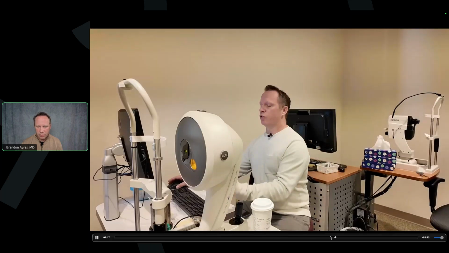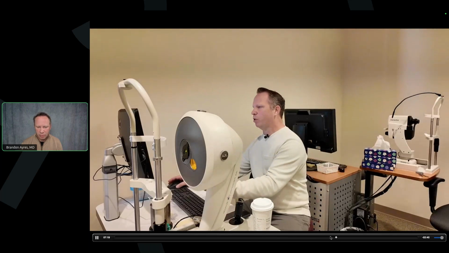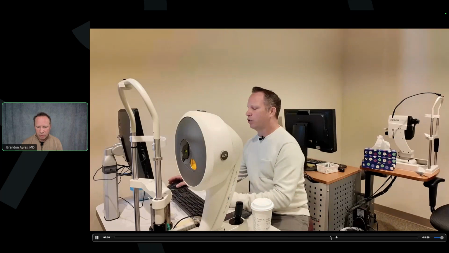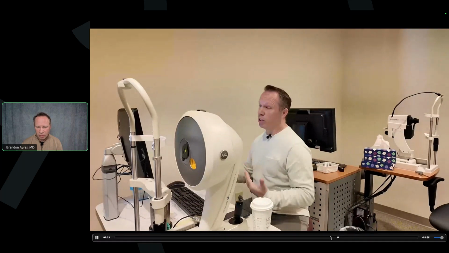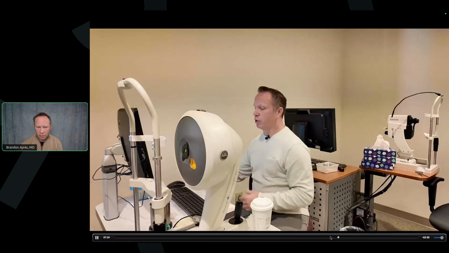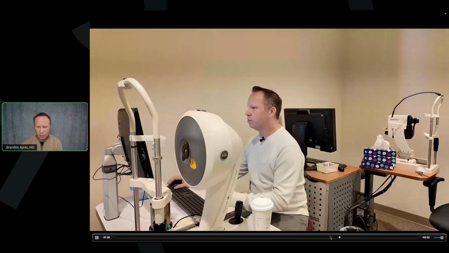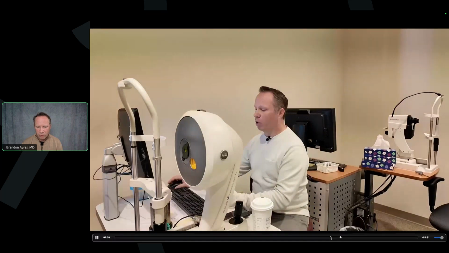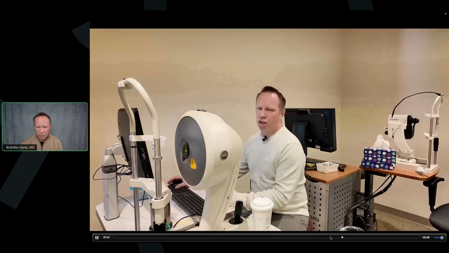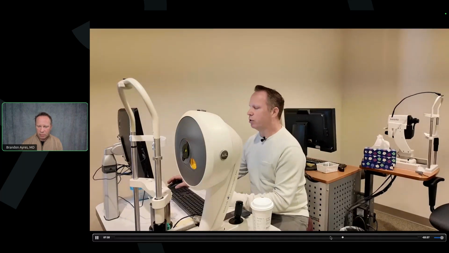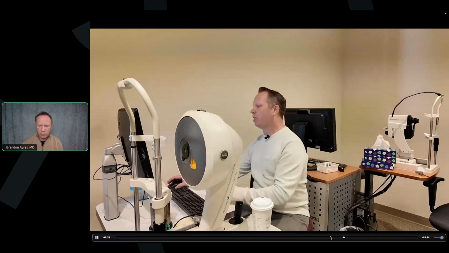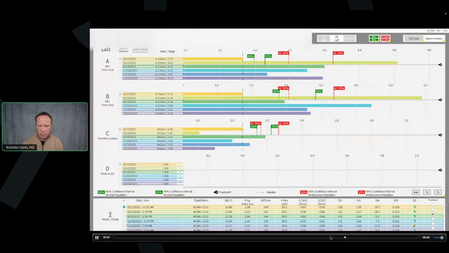Now, we've been seeing him for several years, and so we were able to build several exams in a library, and we could tell that he was progressing, and he ended up moving on to collagen cross-linking in both eyes not long after we initially saw him. And you can see in the Belin ABCD, we can actually see that progression.